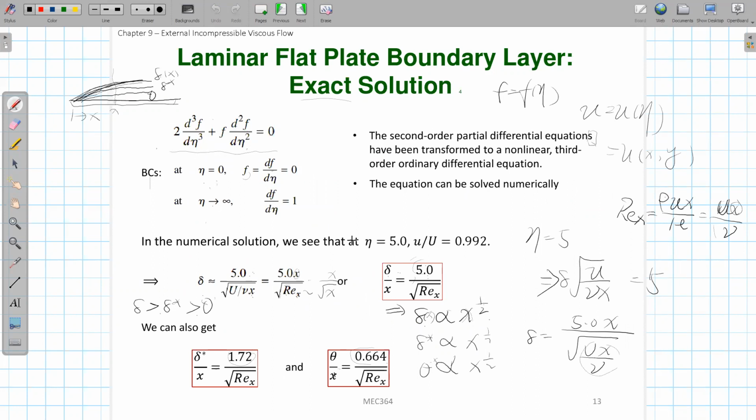So the procedure of how we do this math derivation is not really required for the exam. The important thing is the result we got, for this laminar boundary layer with this exact solution, and how you can calculate their thickness.